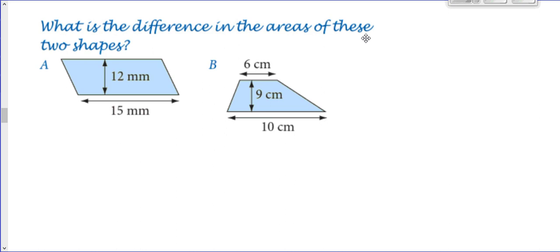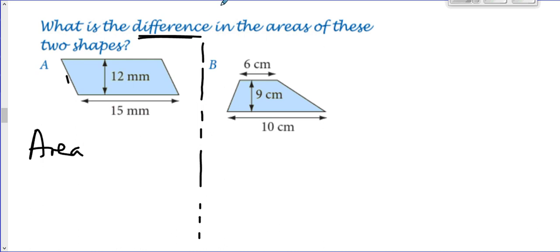What is the difference in the areas of these two shapes? Meaning, you need to find the area of this shape here and the area of that shape there, and then you find the difference. But before you do that, can you see that here we have different metric units? Over here you have millimeters, but over here you have centimeters. So you can't find the difference unless you convert centimeters into millimeters.